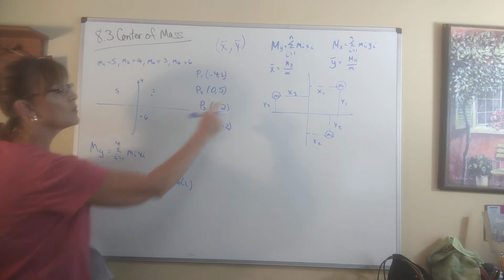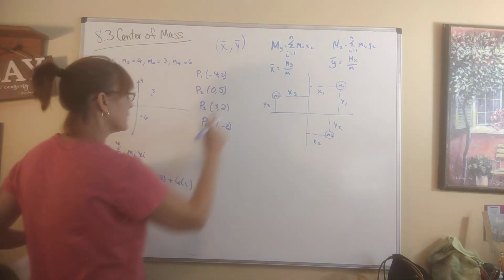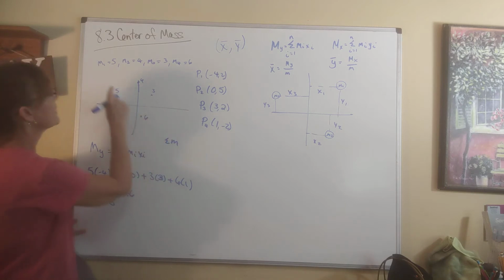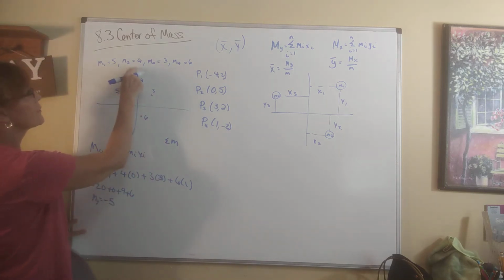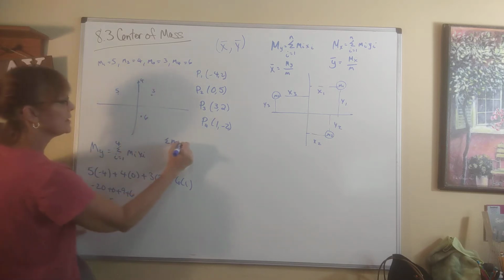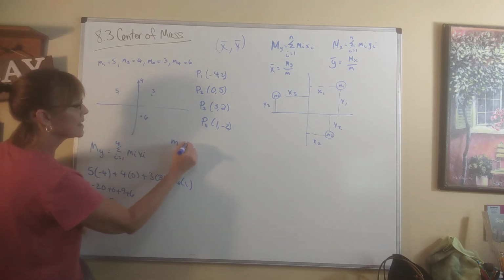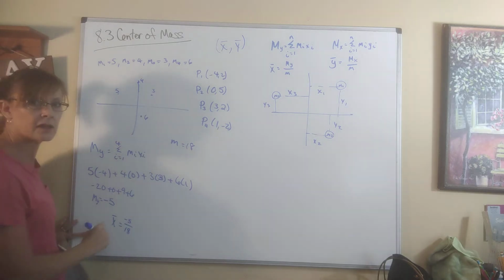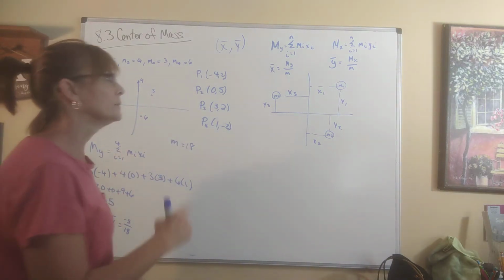We use m sub y to calculate x bar. We have to know the sum of the masses. So if we add up the masses, 5 plus 4 plus 3 plus 6, let's see, that's 10, 15, 16, 17, 18. Little m is 18. So we find that x bar is going to be -5 divided by 18. That's what we get. Now let's calculate y bar.